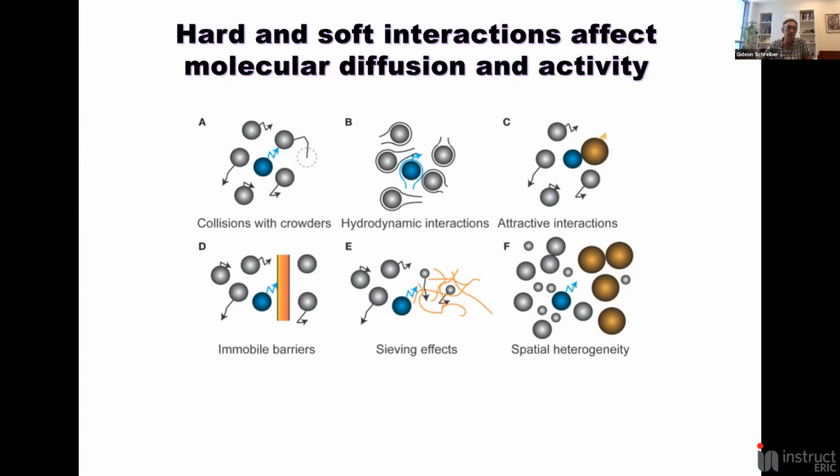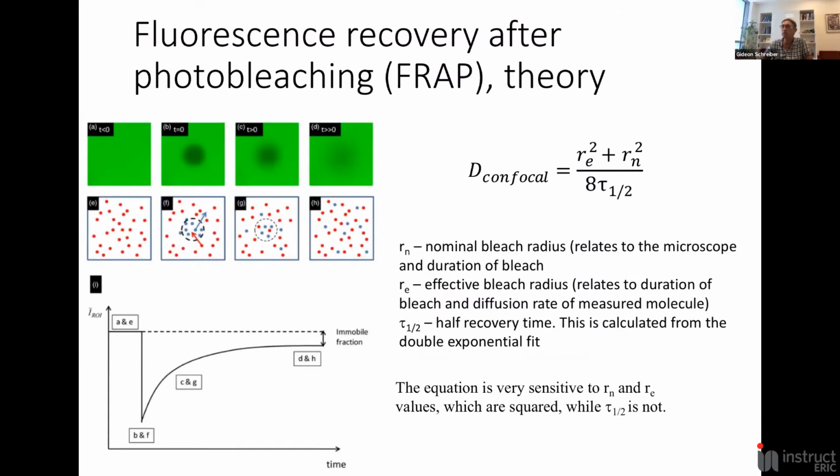We have barriers inside the cell that could stop free movement. We have sealing effect, and so on. All of them will eventually result in differences in diffusion. And FRAP, fluorescence recovery after photobleaching, is a well-known method to measure diffusion.